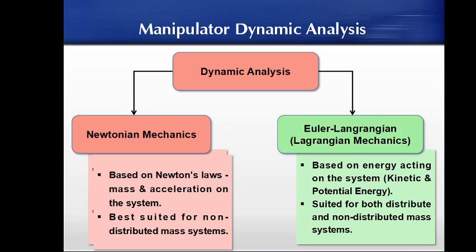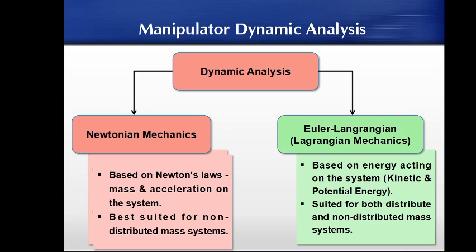Whereas when we go for Lagrangian mechanics, the procedure of deriving the dynamic equations of a robotic manipulator is based on the energy acting on the system. So here we need to focus on the kinetic as well as the potential energy exerted on a system. Okay. And if you look at the analysis complexity, we can see that it's suited for both distributed and non-distributed mass systems.